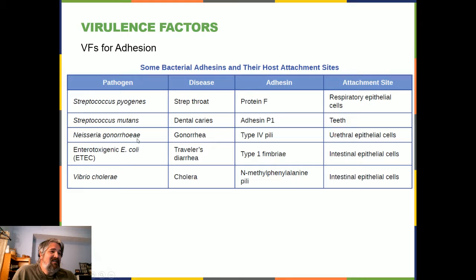Neisseria gonorrhoeae uses type 4 pili, and that's specialized to urethral epithelial cells. We have our enterotoxigenic E. coli, causing traveler's diarrhea, which uses type 1 fimbriae to target intestinal epithelial cells, as does Vibrio cholerae, but using a different method, using the N-methylphenylalanine pili.